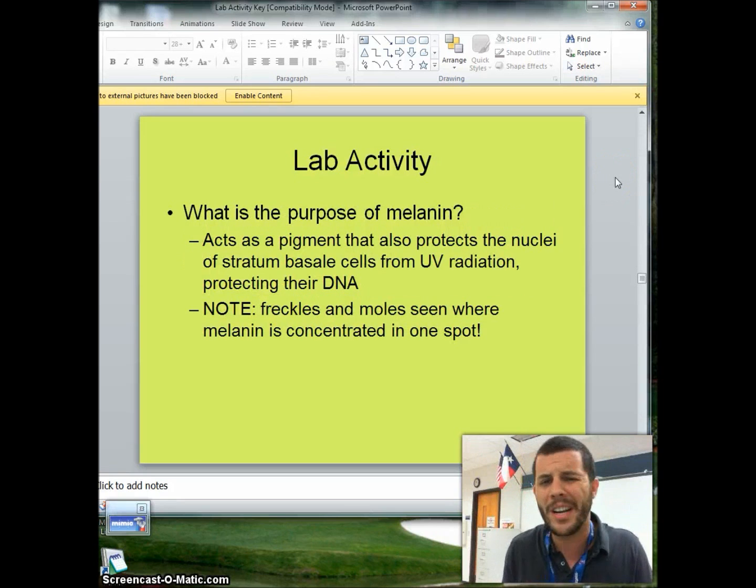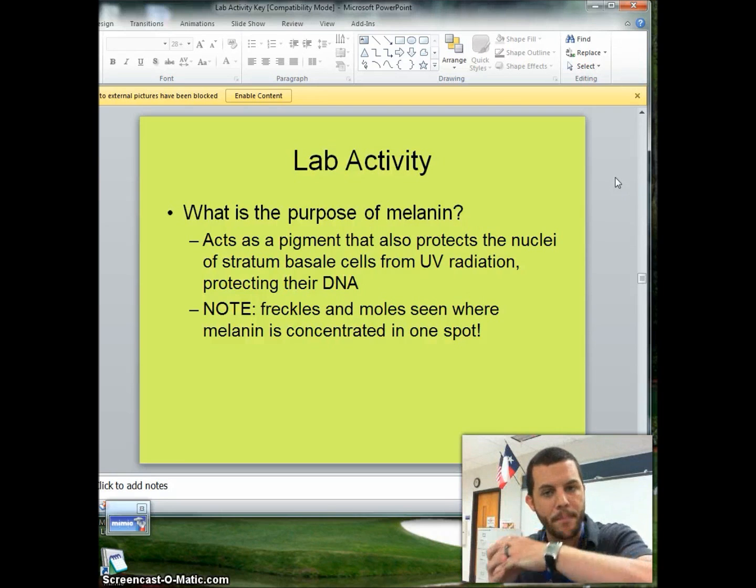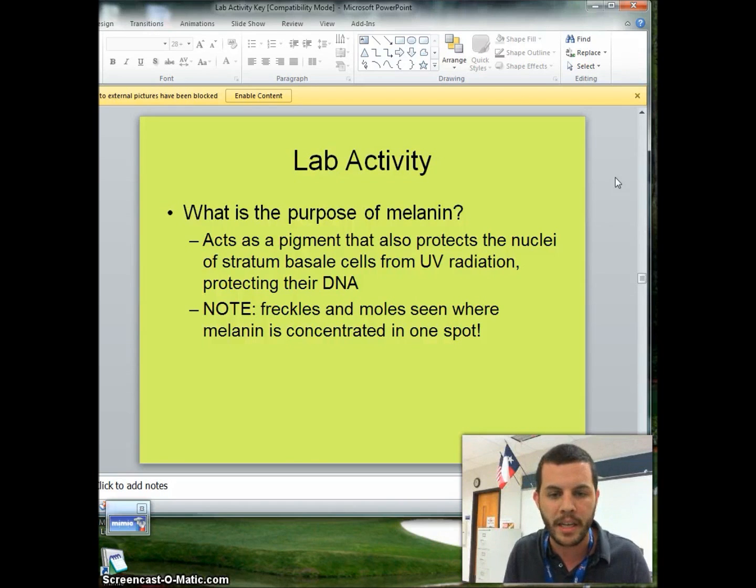What's the purpose of melanin? Melanin is actually a pigment that lives in your skin, and it is going to protect the nuclei of the stratum basale cells from UV radiation. That thus protects their DNA. Now, we know that if we get enough melanin buildup, that's what causes our skin to become darker. So if I go tanning, then I'm going to get darker skin because I'm going to have more of a buildup of melanin. Also, if you have a freckle or a mole, you've got a lot of melanin that is concentrated in one spot.